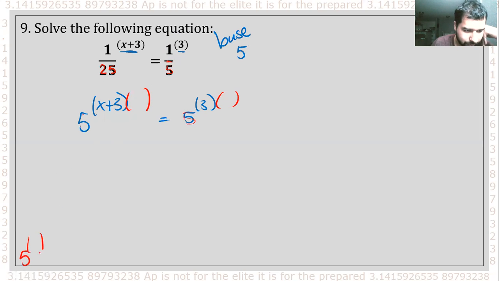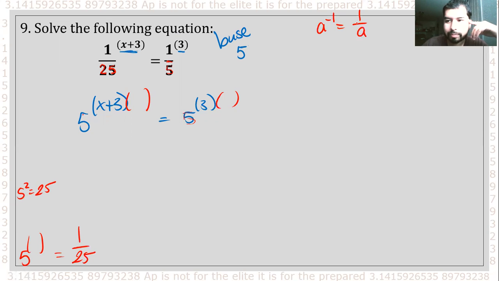Okay, so let's do the first one. 5 to what power gives me 1 over 25? For this one, I know what 5 to the second is. 5 to the second is the same thing as 5 times 5, which gives me 25. But I don't want 25, I want 1 over 25. So remember the identity? A raised to the negative 1 is 1 over a. So 5 to the negative 2 gives me 1 over 25. So minus 2 goes right here, and that's how I was able to figure it out.